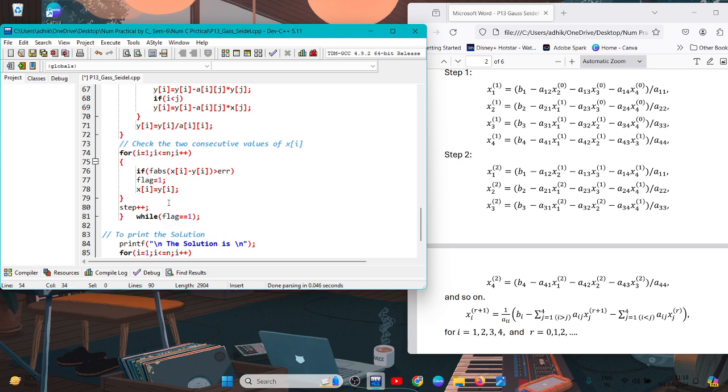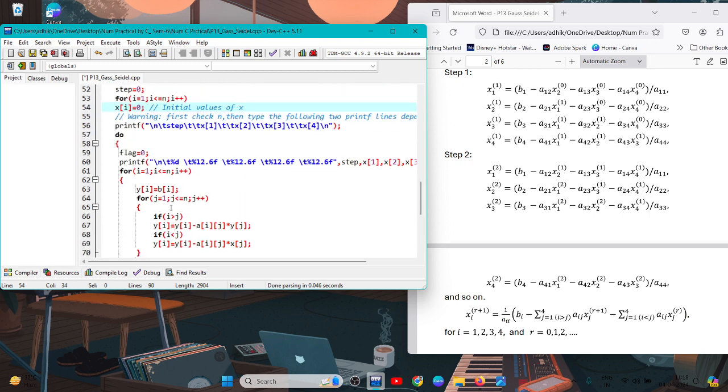We compile this do loop again. Now xi equal to yi. So after this, x1 equal to the calculated value of y1, x2 equal to the calculated value of y2, x3 equal to y3, x4 equal to y4. And this increment of the step, step 0 plus 1, that is step 1. It has entered step 1.